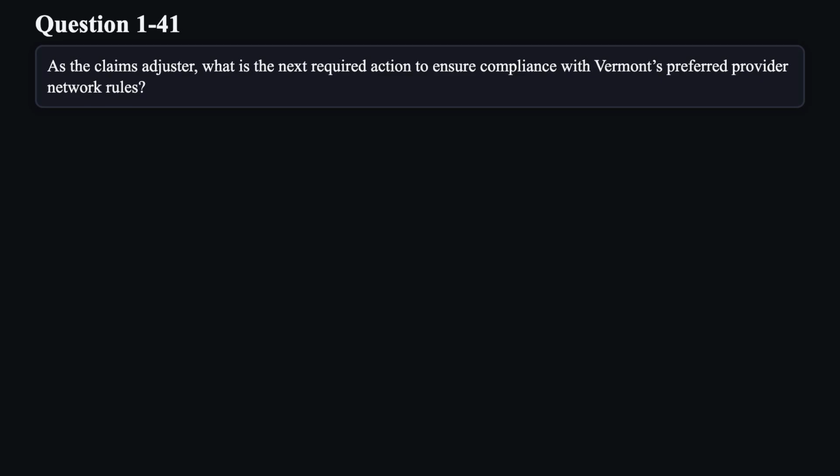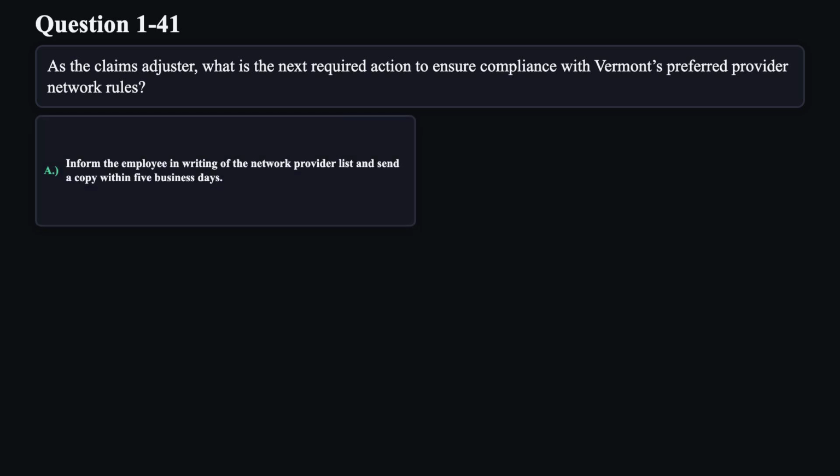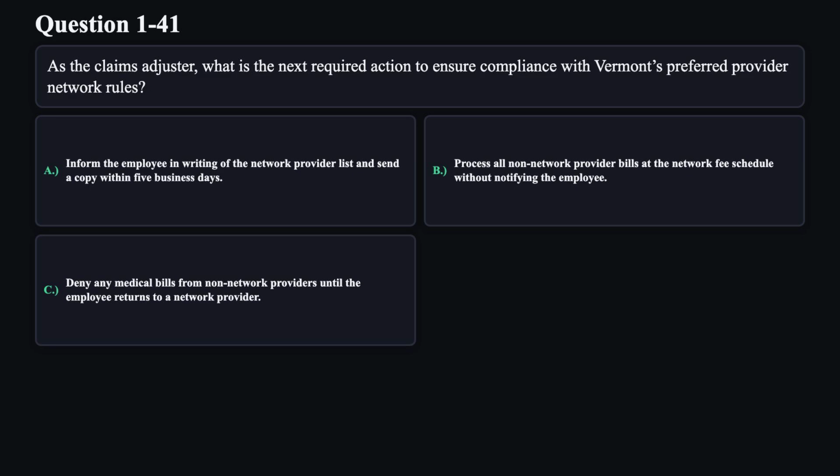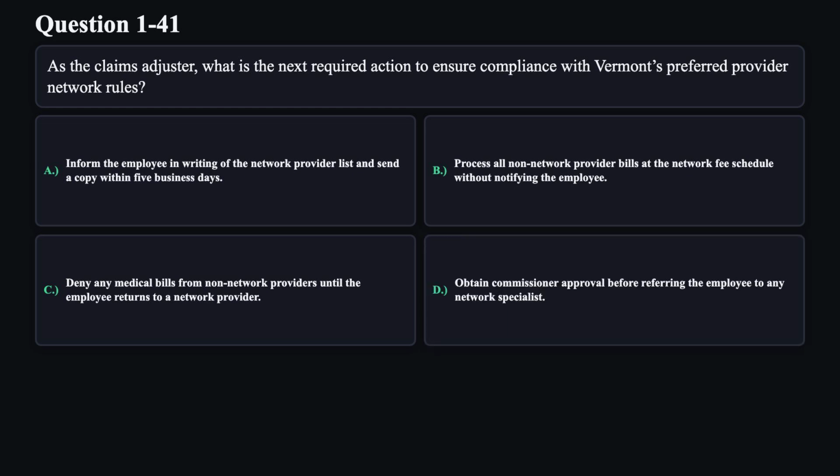Question 41. As the claims adjuster, what is the next required action to ensure compliance with Vermont's preferred provider network rules? A. Inform the employee in writing of the network provider list and send a copy within 5 business days. B. Process all non-network provider bills at the network fee schedule without notifying the employee. C. Deny any medical bills from non-network providers until the employee returns to a network provider. D. Obtain commissioner approval before referring the employee to any network specialist.